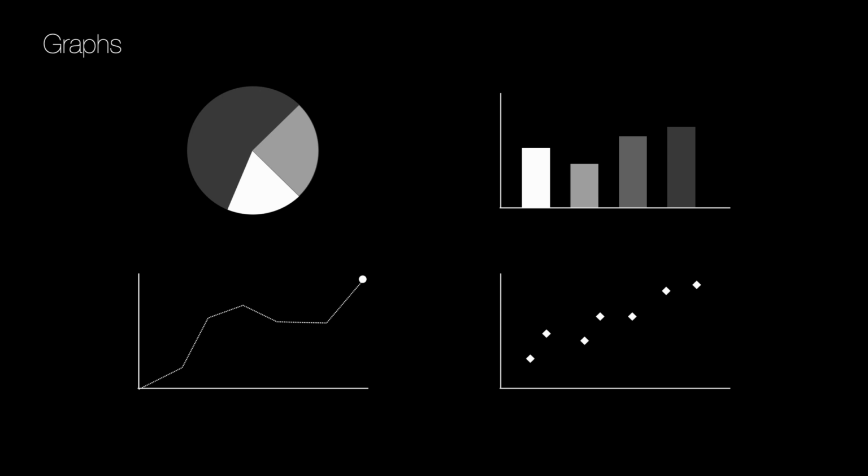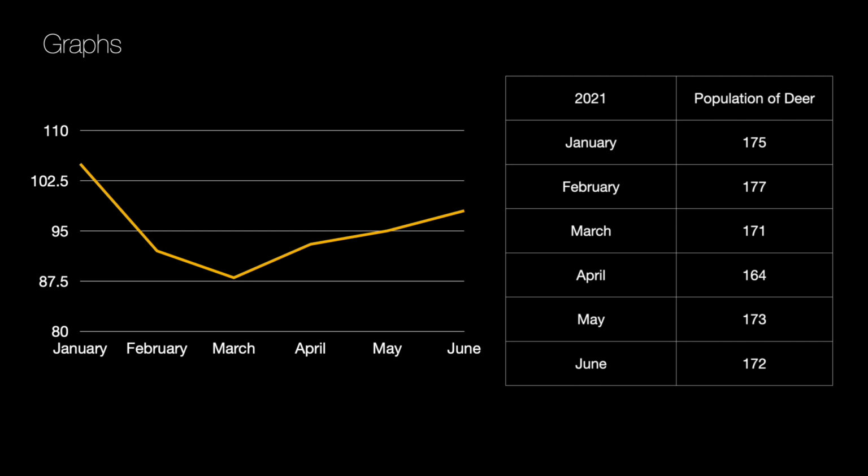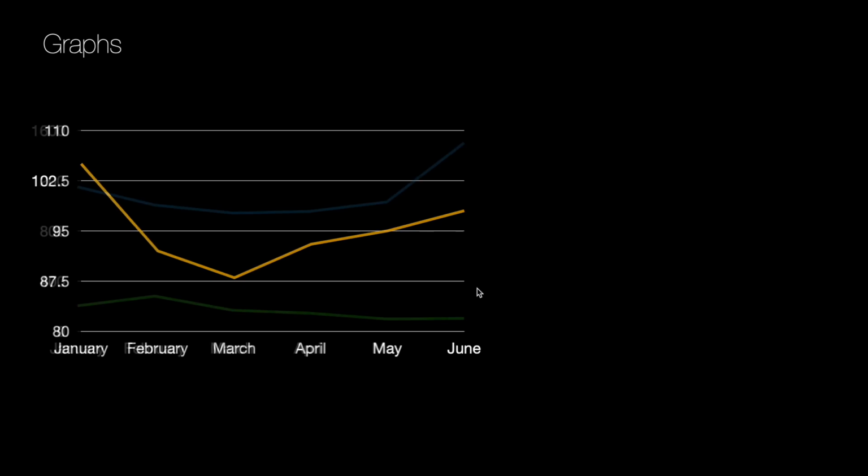The third one is what we call a line graph, and the line graph is very useful in showing one piece of data or one source of data that changes over time, like amount of sales over the course of the year, or the population over the year or years. An example of that would be the population of deer in a given habitat, wherein its numbers will increase and decrease depending on other factors. So here you can see that there is a huge drop, and then it slowly increases again.